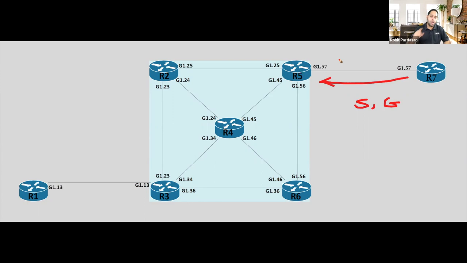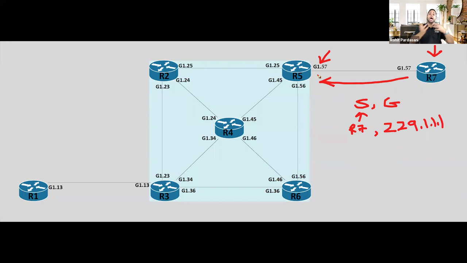However, before he forwards it to his PIM enabled interfaces, he does an RPF check, reverse path forwarding check. On which interface did I receive the multicast stream? I received the multicast stream on gig 1.57. And from whom did I receive it? I received it from R7. R7 is the source. And the group would probably be, let's say, 229.1.1.1. So I received the multicast stream from R7, whose IP address is this, for this multicast group address on this interface. So PIM, before he can forward it out to his outbound interfaces to other neighbors, does an RPF check, reverse path forwarding check.